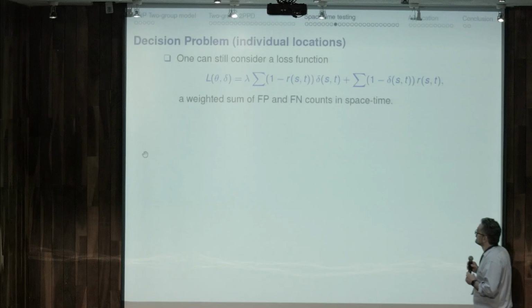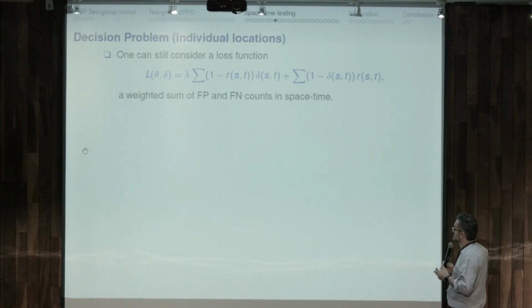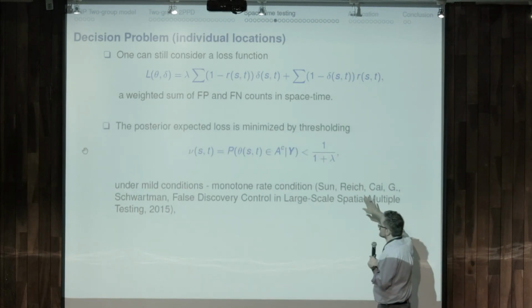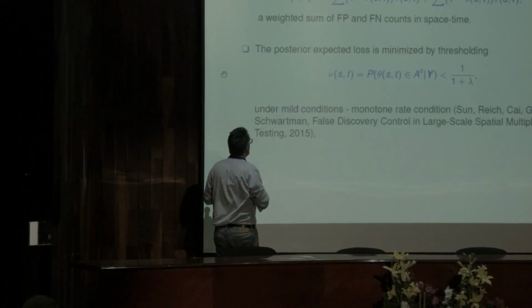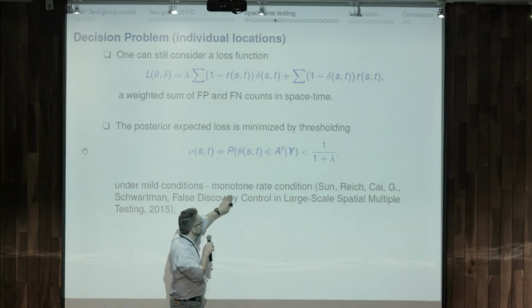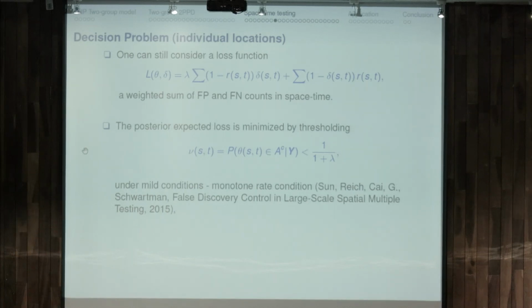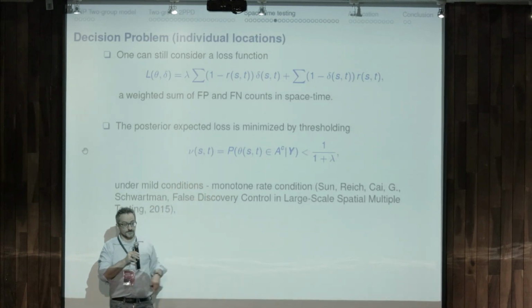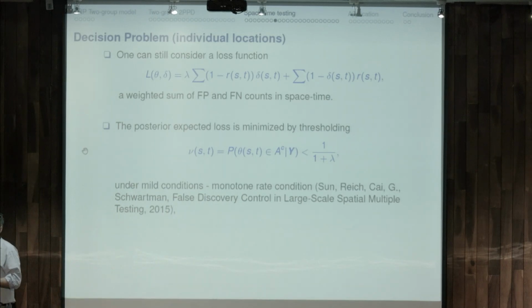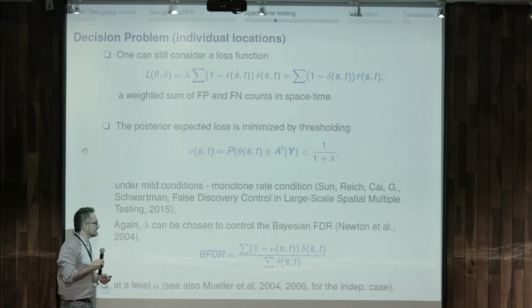And again, we have a loss function that combines a weighted sum of false positive and false negative counts in space and time. And again, one can show that also in the space and space-time situation, under mild conditions, in particular monotone rate conditions, the same optimal decision rule that we discussed before applies. In particular, the posterior expected loss is minimized by thresholding the posterior probability of the alternative at that location and time. And again, the particular threshold can be chosen to control the Bayesian FDR at a particular level.